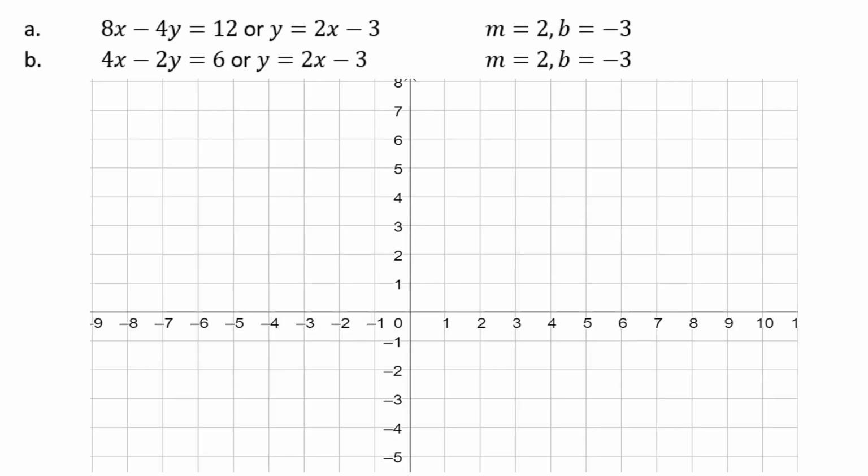So let's graph this. Let's start with point 0, negative 3. Our rise is 2, and our run is 1. Okay, so let's count 2 units upward and 1 unit to the right. 1, 2, then 1. 1, 2, then 1. 1, 2, then 1.